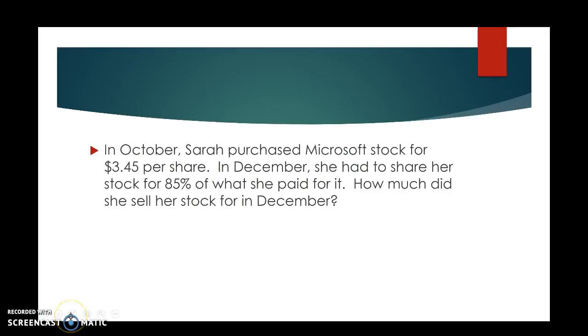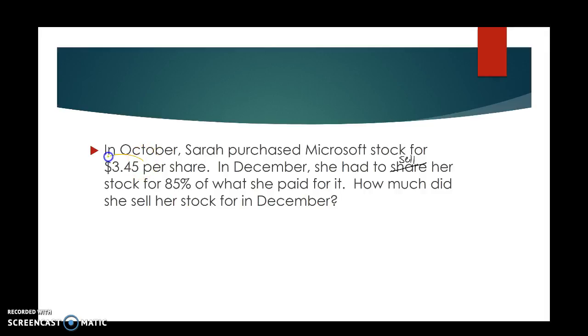Okay, so next problem. In October, Sarah purchased Microsoft stock for $3.45 per share. In December, she had to sell her stock. Let me fix that. All right, so let me read it again. So in October, Sarah purchased Microsoft stock for $3.45 per share. In December, she had to sell her stock for 85% of what she paid for it. How much did she sell her stock for in December?